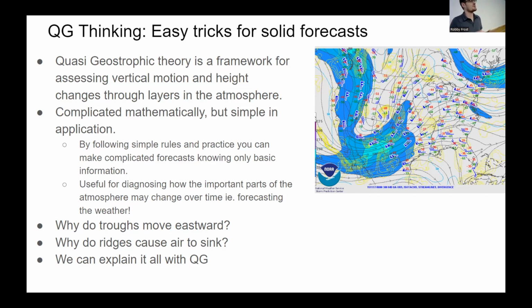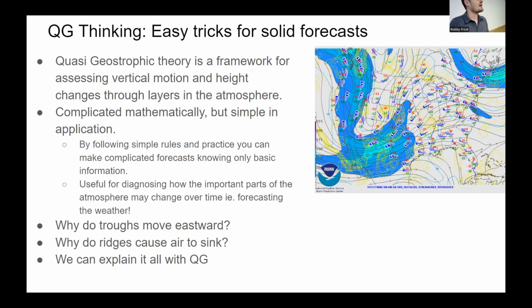So seniors and juniors, you may have done some of this already, but underclassmen, this will probably be your first introduction to QG. We can always talk about the math more later. There's actually a really good video lecture series by Ariel Cohen, who is another Storm Prediction Center forecaster, that breaks down the entire math behind it. So if you feel like deriving a bunch of equations, go for it.